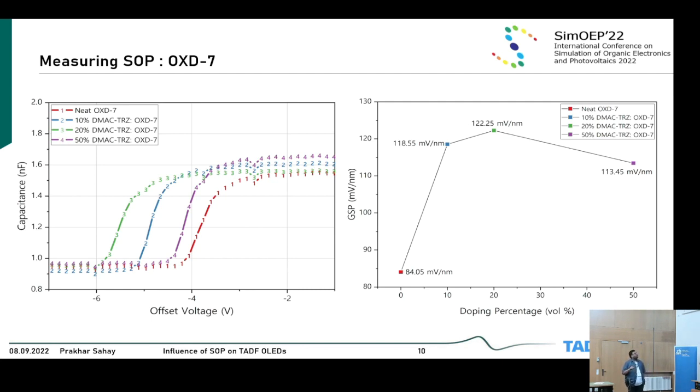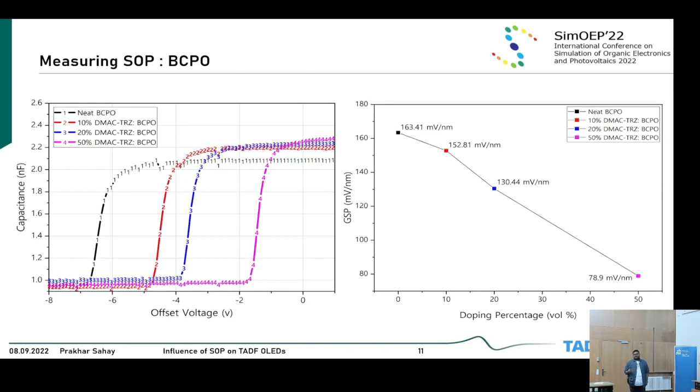What we see over here is, for neat OXD7, we had a rise in the capacitance at around -4. But as we increased the doping percentage, we saw a shift in the transition voltage. After a further doping percentage, at 50%, we see that the shift is in the positive direction again. You can see clearly that the GSP first increases as we increase the doping percentage, but after a certain doping percentage, it goes down.